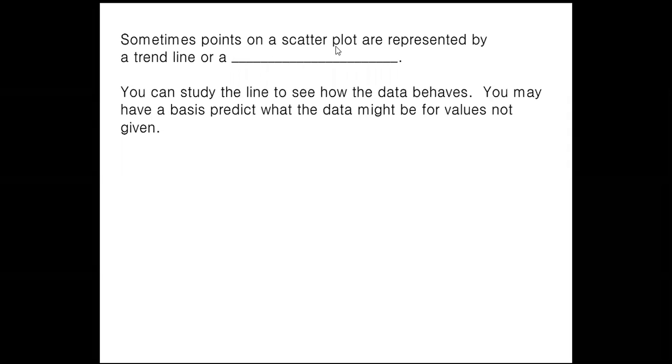Sometimes points on a scatter plot are represented by a trend line or a line of best fit. We have a line of best fit which we put as much as we can in the middle of the points. You can study the line to see how the data behaves. You may make a basic prediction of what the data might be for values not given.